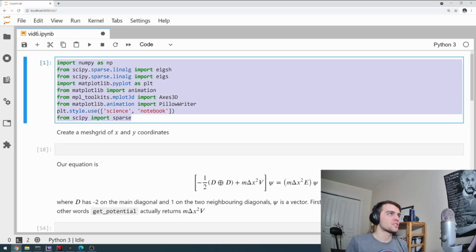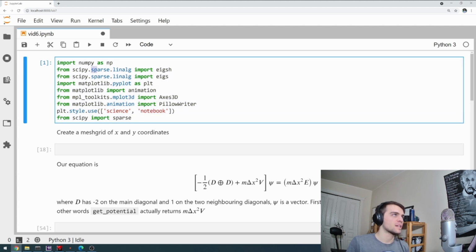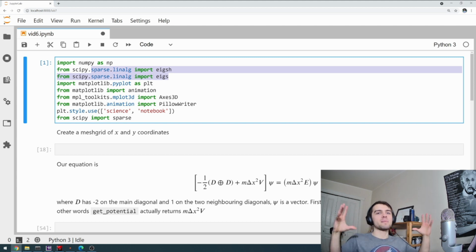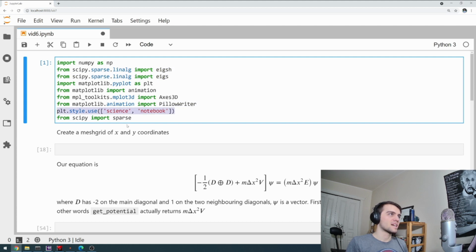There's a number of packages I'm importing today. A specifically important one is the scipy.sparse linear algebra library. This deals with big matrices where there's lots of zeros, which is what we'll be dealing with today. You don't need this line here. This is for me making nice plots.